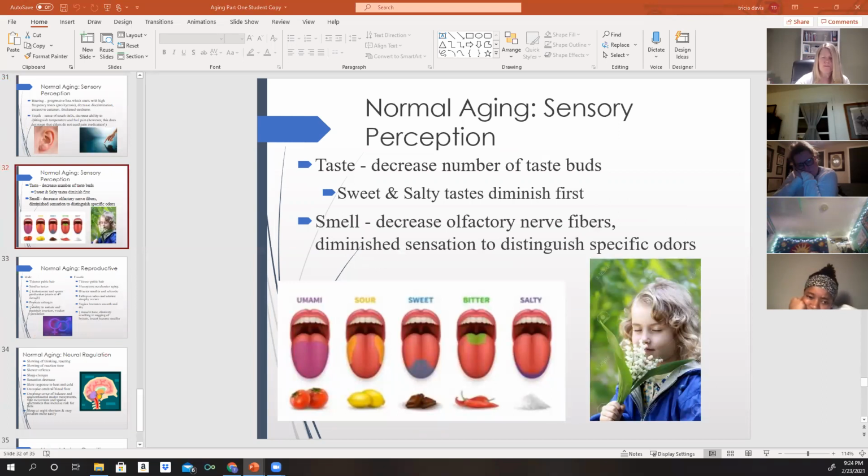So perception: the number of your taste buds decreases, which is obviously going to affect the way you taste food. Sweet and salty tastes diminish first. For smell, they're going to have a decrease in their olfactory nerve fibers and a diminished sensation to distinguish between specific odors.